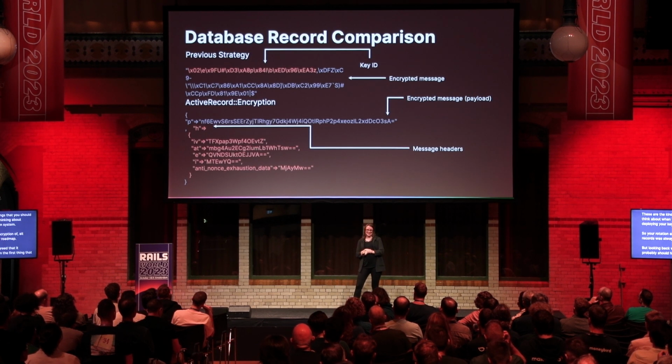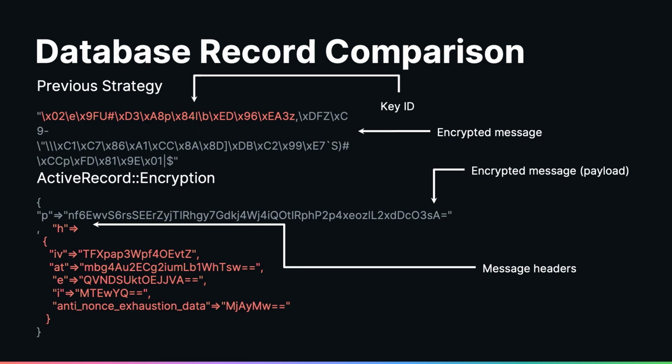So just for a bit of comparison, you can see our previous strategy. In red, we have a key ID, and then in gray is the encrypted message. And these are both packed as binary strings. So this comes out to about 42 characters, which is quite small, right, and quite nice.